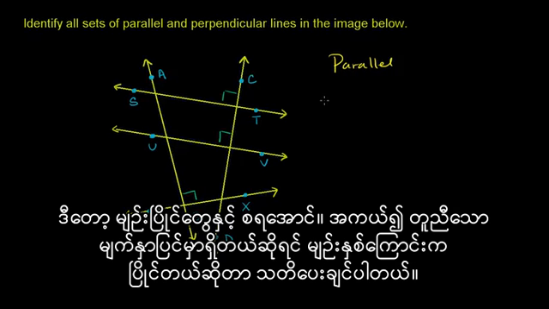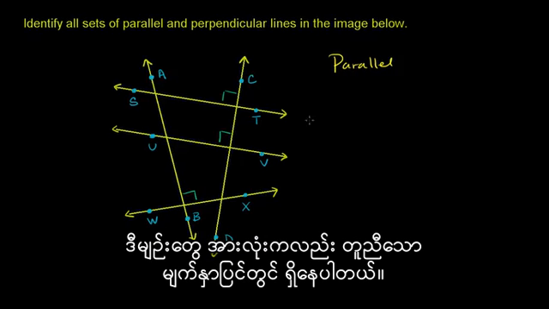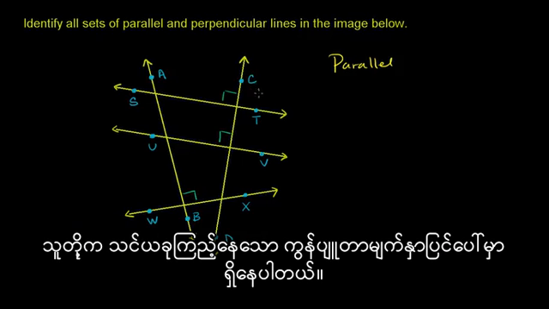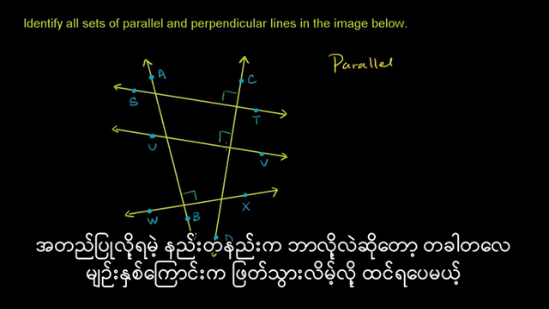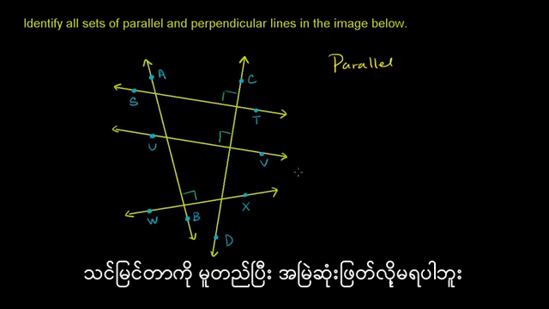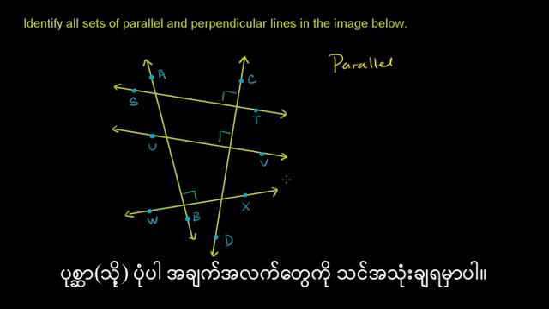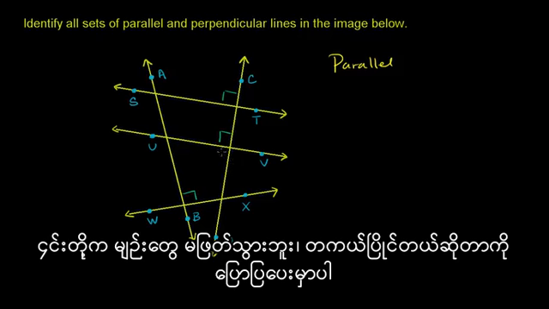reminder, two lines are parallel if they're in the same plane, and all of these lines are clearly in the same plane. They're in the plane of the screen you're viewing right now, but they're two lines that are in the same plane that never intersect. And one way to verify, because sometimes it looks like two lines won't intersect, but you can't just always assume based on how it looks. You really have to have some information given in the diagram or the problem that tells you that they are definitely parallel, that they're definitely never going to intersect.